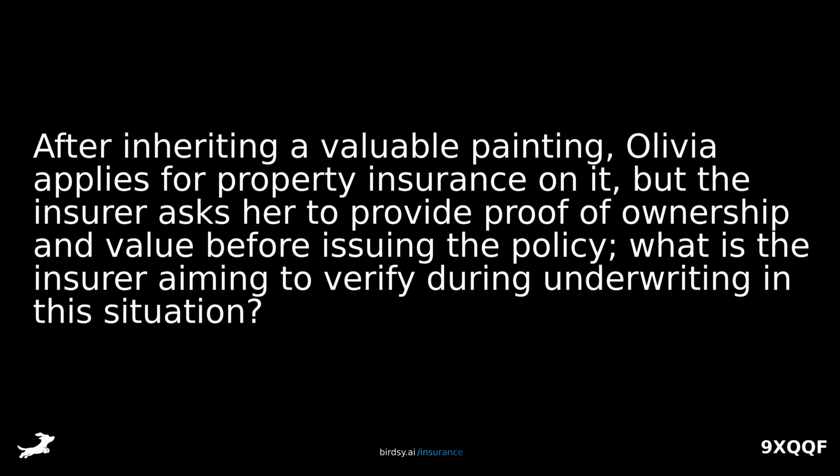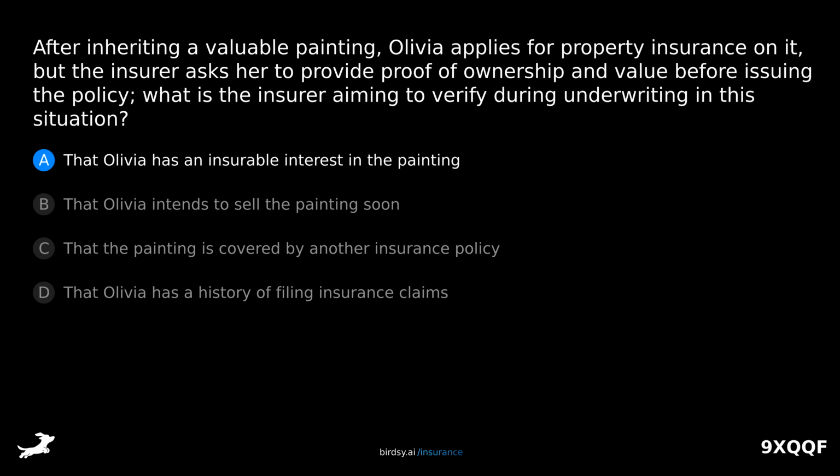After inheriting a valuable painting, Olivia applies for property insurance on it, but the insurer asks her to provide proof of ownership and value before issuing the policy. What is the insurer aiming to verify during underwriting in this situation? Is it A, that Olivia has an insurable interest in the painting?